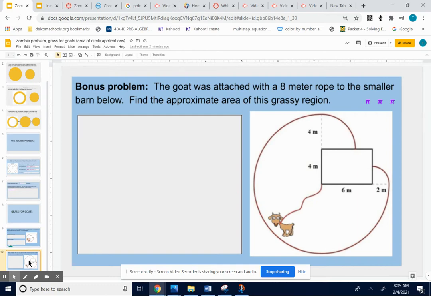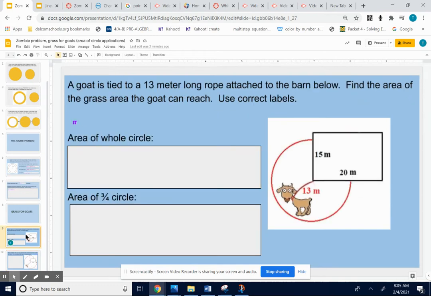If you are interested in doing that, I want to give you time to really breathe in and really try that before you have a video to check it. So let's just look at the first part of grass for goats. A goat is tied to a 13-meter long rope attached to a barn. Find the area, the grass area, the goat can reach.